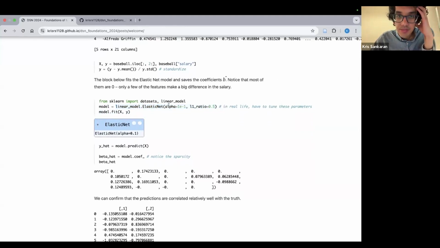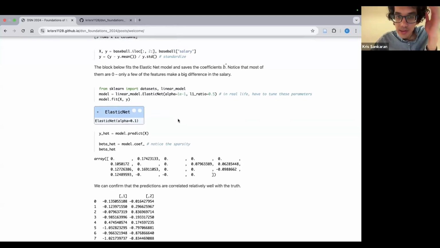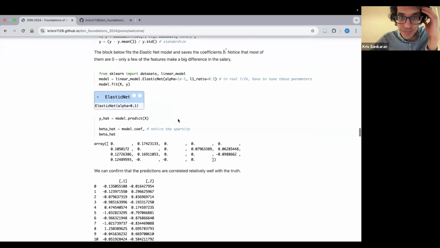Alpha and L1 ratio, both of them are relevant for the sparsity, actually. Larger values of both will encourage a sparser fit. There's a little bit more subtlety in ElasticNet because it's not just sparsity that it's trying to promote, but this is a detail we don't have to worry about now.